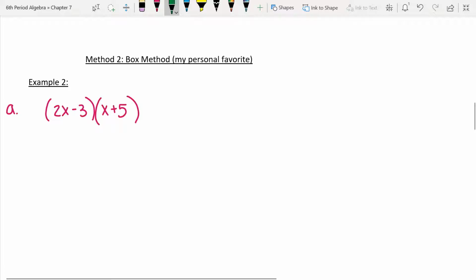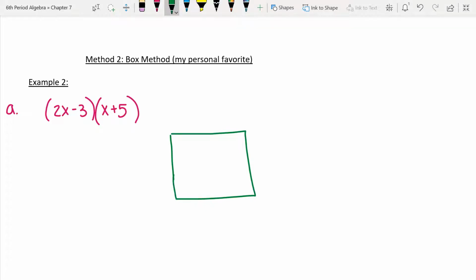For me, the box method, I really like it because it organizes my work, for one. And two, when I, Ms. Horner, teach factoring next week, you're going to see me use this method again. I just think it's a nice systematic way to do this. So what does it mean? Well, box means literally I'm going to draw a box. Specifically, I'm going to draw a square.